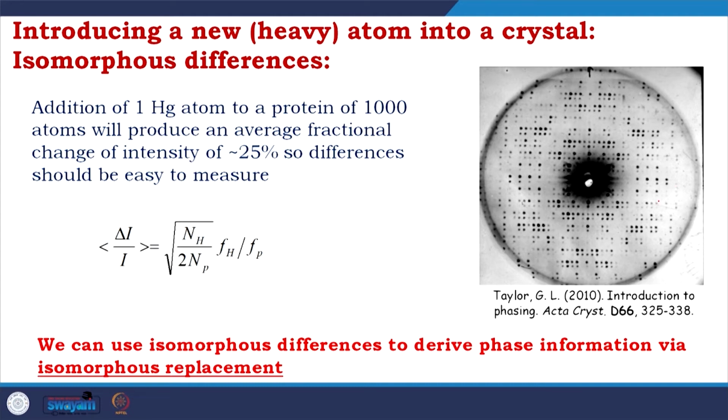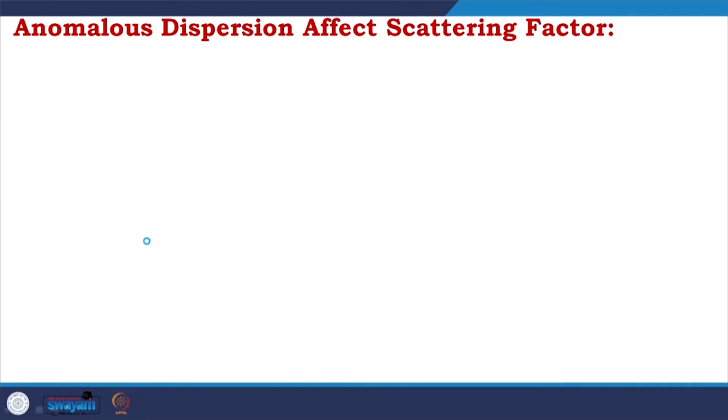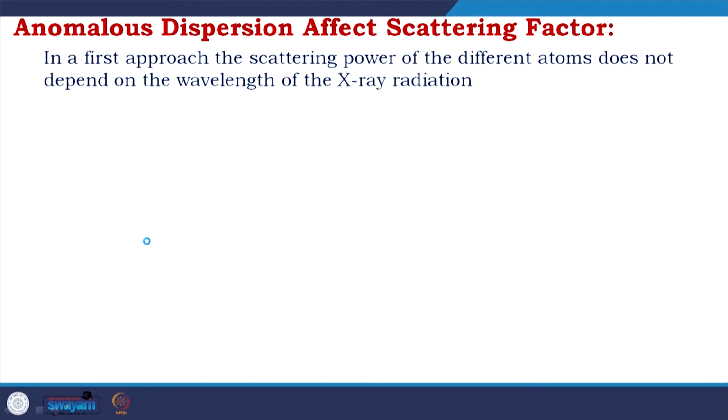Addition of one mercury atom to a protein of 1000 atoms will produce an average fractional change of intensity of 25%, so differences should be easy to measure. The intensity difference, delta I by I, equals the square root of NH, the number of heavy atoms, over Np, times Fh by Fp. Fh is the contribution of scattering from the heavy atom, and Fp is the contribution of scattering from the protein. We can use isomorphous differences to derive phase information via isomorphous replacement. I would talk about the detailed mathematics again in the next class.